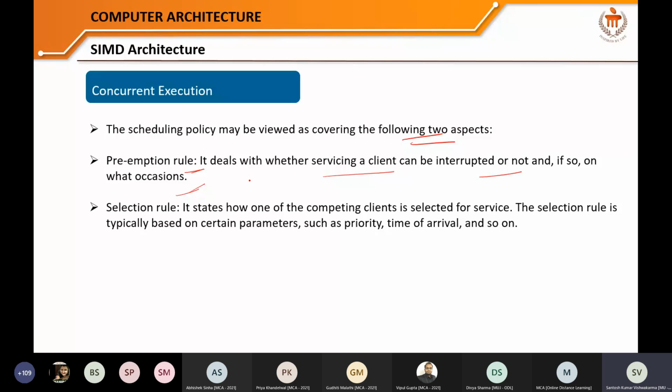Preempt means which task or which process is going to be stopped in between. That is the preemption rule. And the second is the selection rule. It states how one of the competing clients is selected for service. So the selection rule is typically based on certain parameters such as priority, arrival time, and so on.